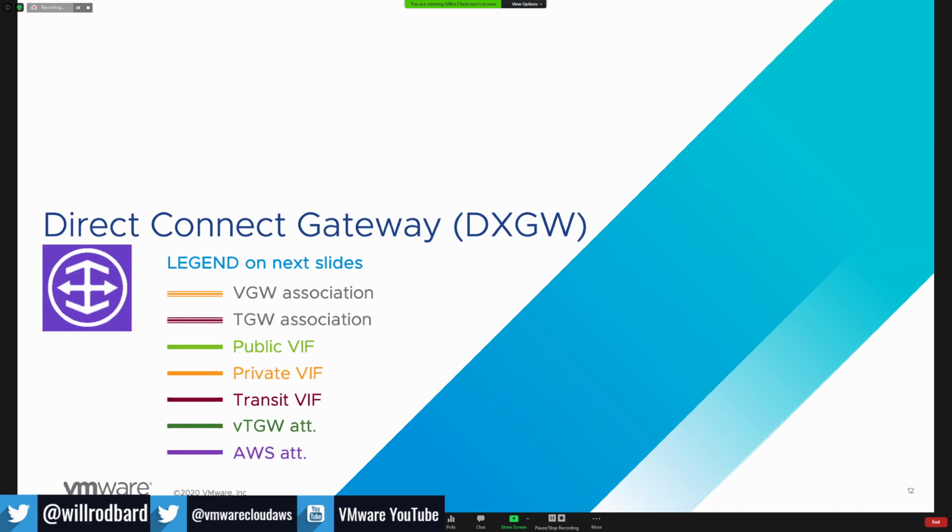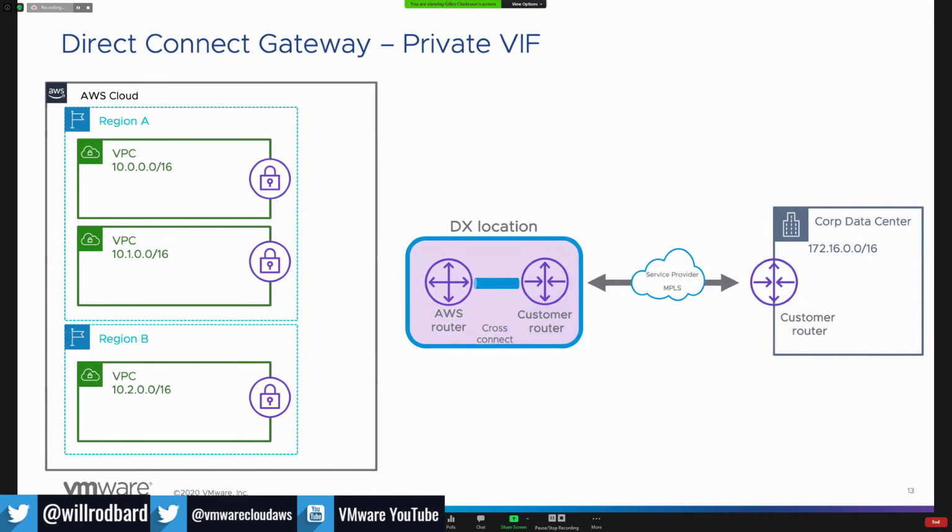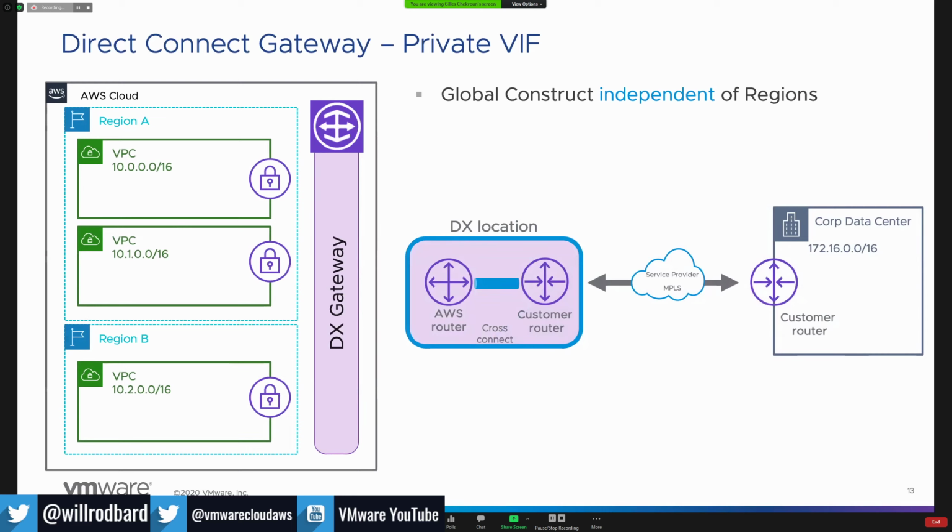The next thing is Direct Connect Gateway. On Direct Connect Gateway, I'm going to use in the next slide a lot of colors and a lot of lines to be able to understand exactly what is connected to what. Okay, so Direct Connect private VIF. First of all, a Direct Connect gateway is completely independent of region.